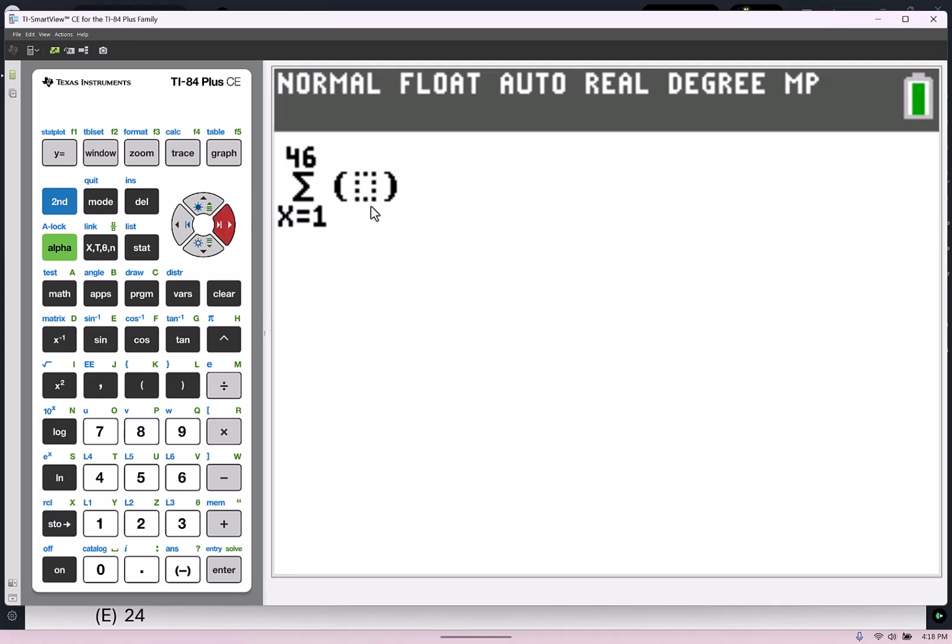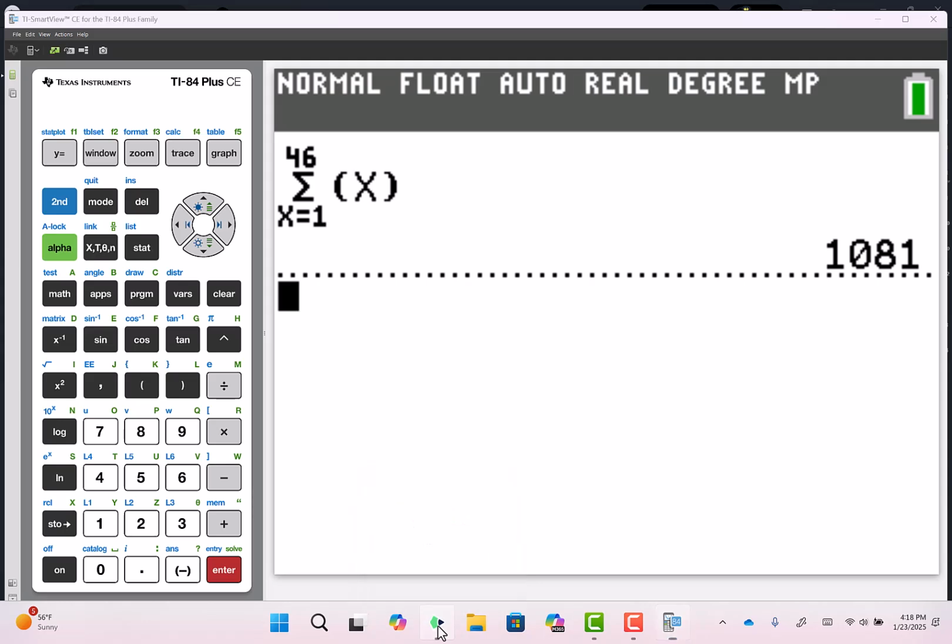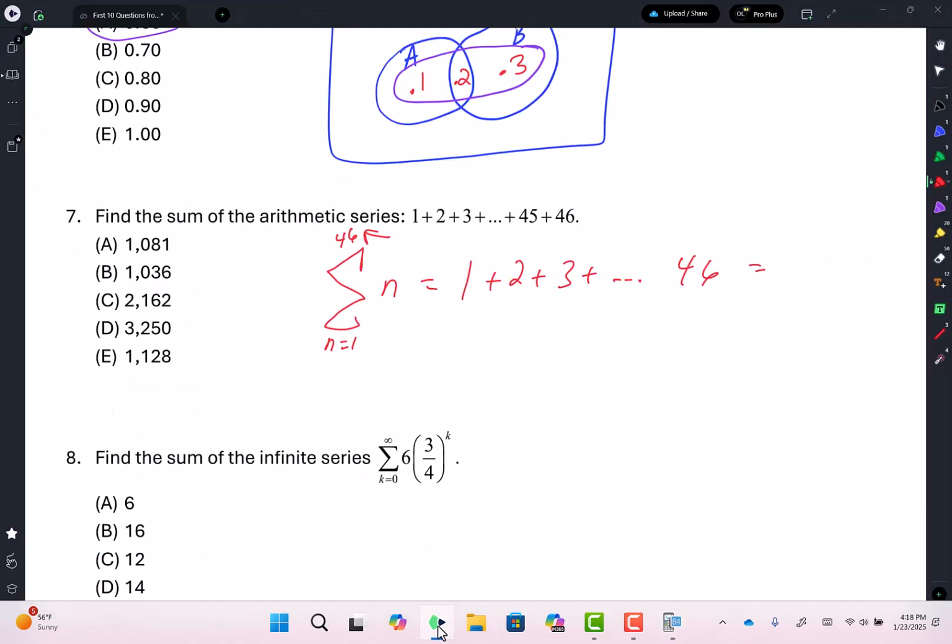And then for the summation, this in here, what am I going to put? Yep, and push enter. And look at that. There's also another way to do it. I'll show you the other way. The other way to do it is to do this.